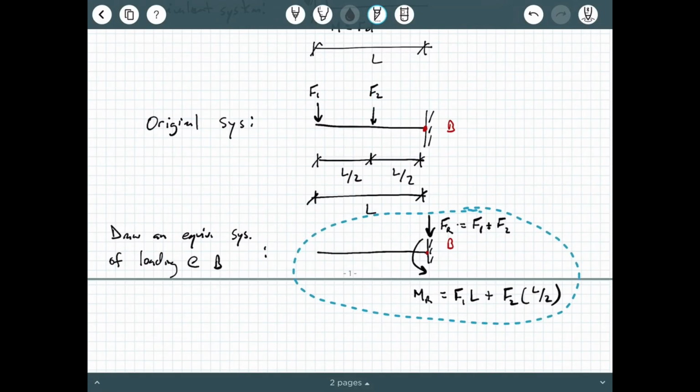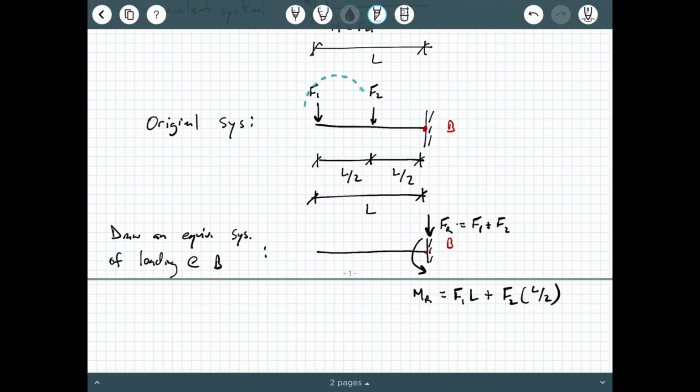And this is what we call the equivalent system. We have replaced the loading on the original system with an equivalent single resultant force and an equivalent single resultant moment acting at a specific point. So again, the question we ask ourselves is, what is this point feeling due to the effects acting somewhere out on the beam? And this is what it's feeling.